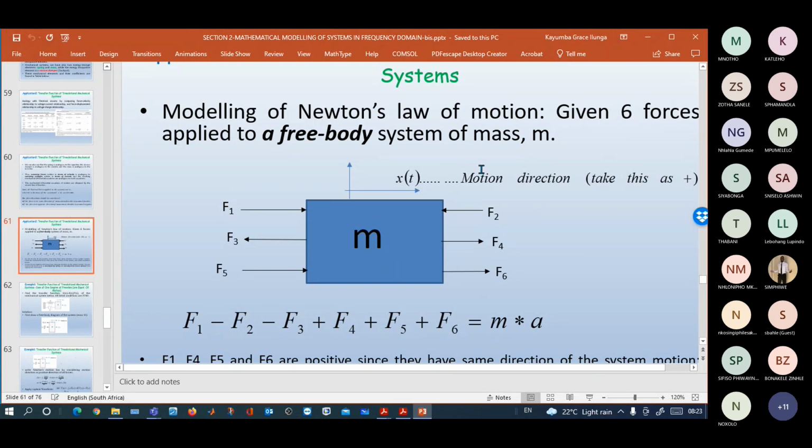And this type of representation is called the free body diagram. This is how we represent it. You will understand better when we get to the first example or when we do the exercises, what the free body diagram really is. So as you can see here, we have this free body diagram.